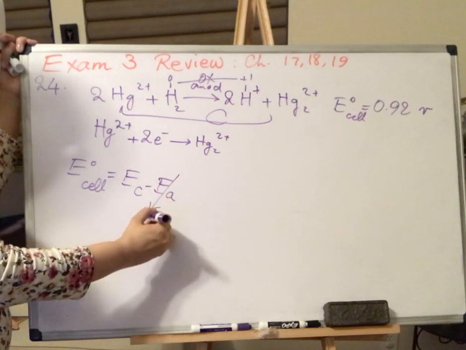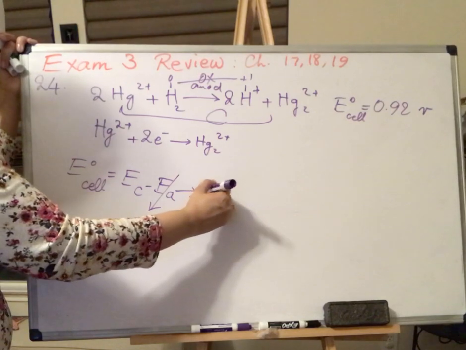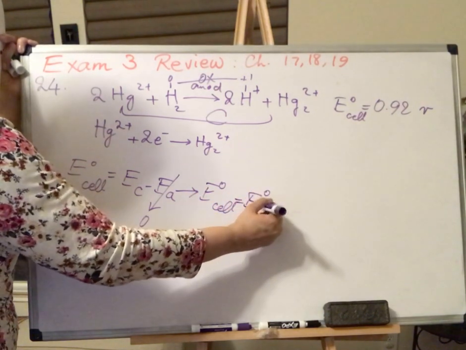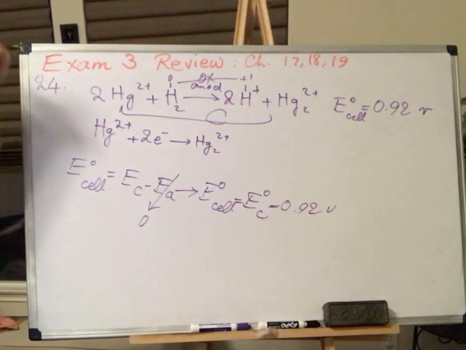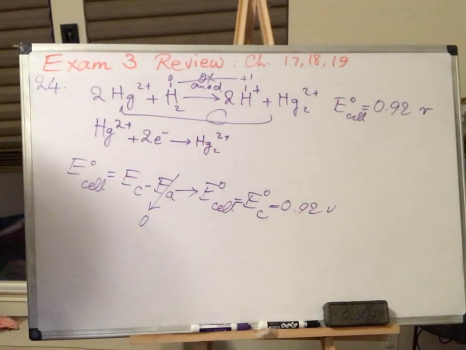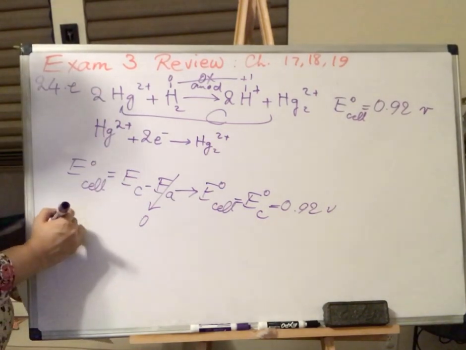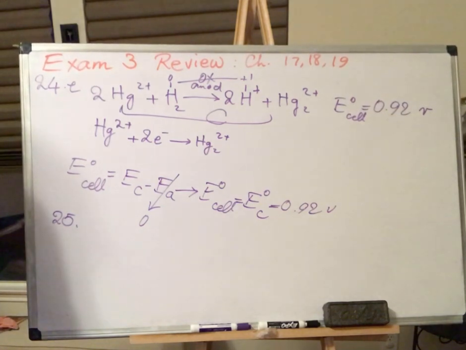This is nothing difficult. So E of cell is going to be equal to E of your cathode, which is the same 0.92 volts. Where do you see it? In choice E. Even without solving anything, you know that. For hydrogen, 0. That's it.